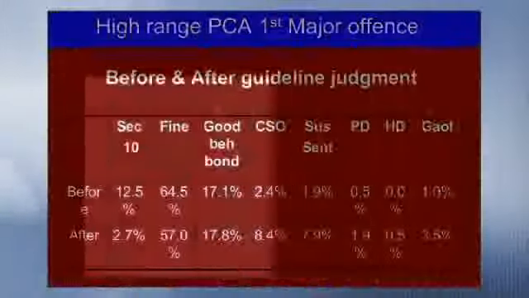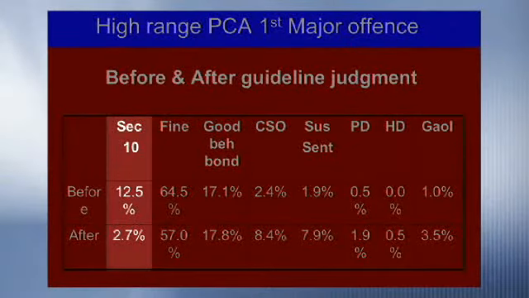The next 3 pages contain statistics of all offenders dealt with by courts before and after the guideline judgment in respect of high-range PCA offences. To make sense of these pages, it's important that you understand a few more terms. Section 10 is an abbreviation of Section 10 of the Crime Sentencing Procedure Act.